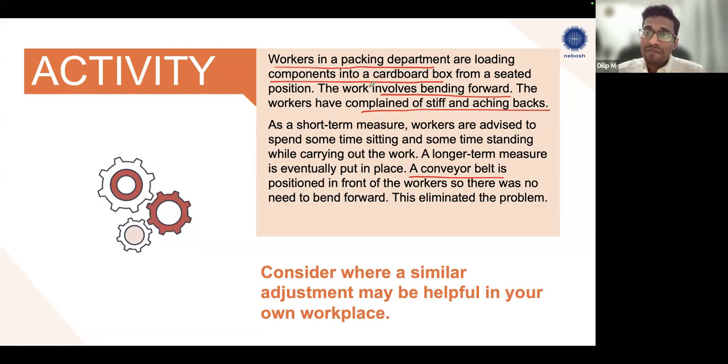The contributing factor for the disorder or the injury is bending forward in a seated position. So the ultimate solution is how you can avoid people bending forward when carrying out the task. Here the conveyor belt is positioned in front of the workers, so there was no need to bend forward. So this eliminated the problem. Consider where a similar adjustment may be helpful in your own workplace.